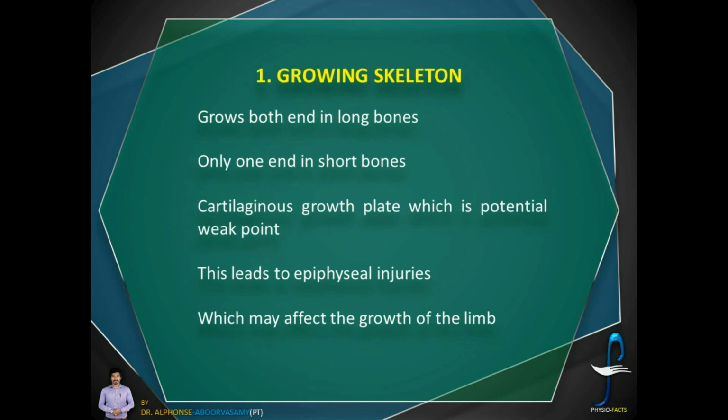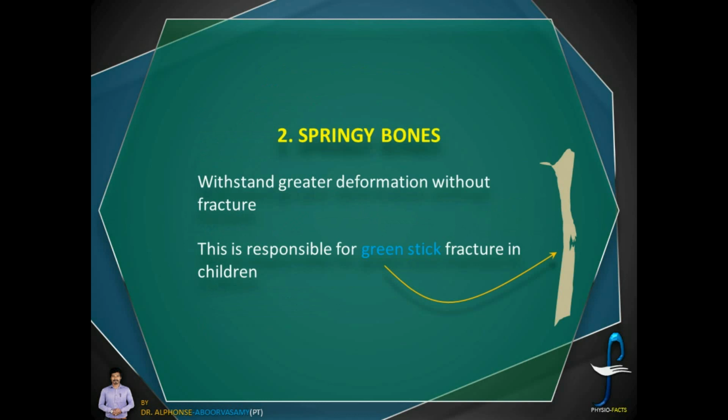Growing skeleton. A child's bone grows at both ends, or a short bone has one growing end. Cartilaginous growth plate, which is potentially a weak point. This leads to epiphyseal injuries, which may affect the growth of a limb.